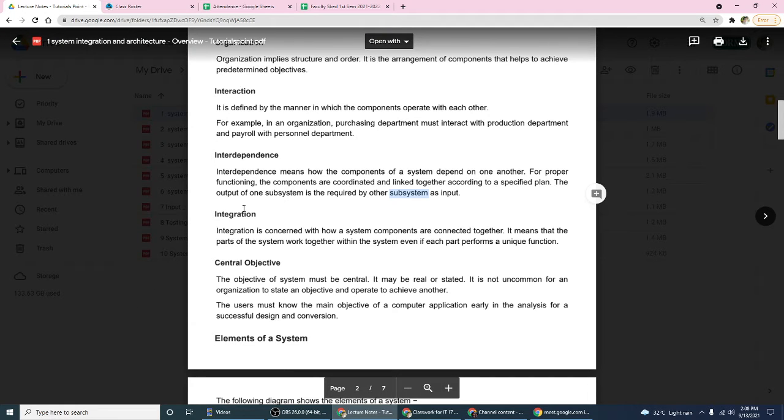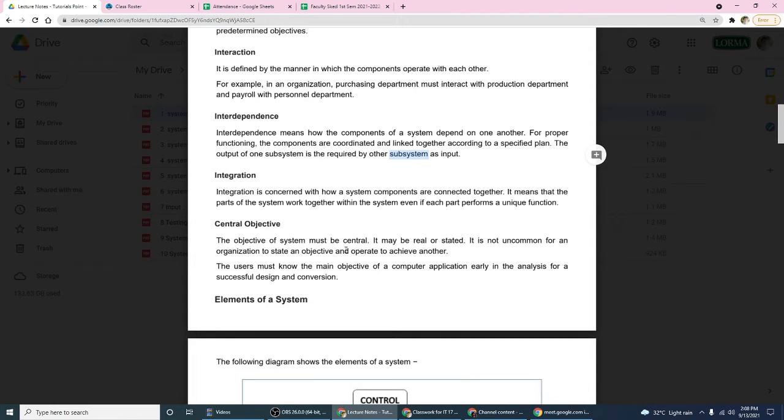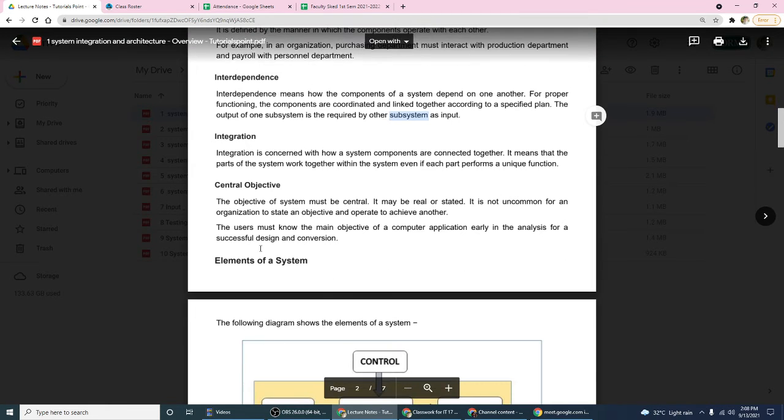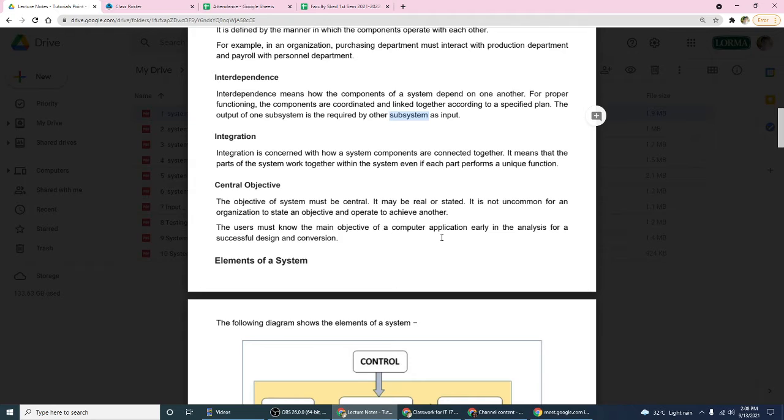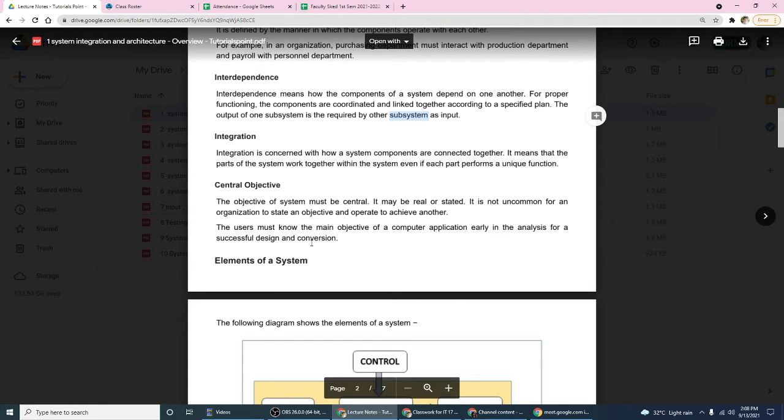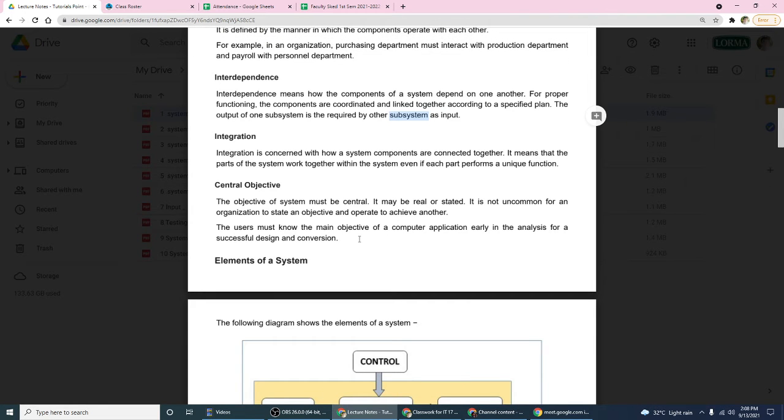So we have the integration. Next is we have the central objective. The objective of the system must be central. It may be real or stated. It is not uncommon for an organization to state an objective and operate to achieve another. So the user must know the main objective of the computer application early in the analysis for a successful design and conversion.